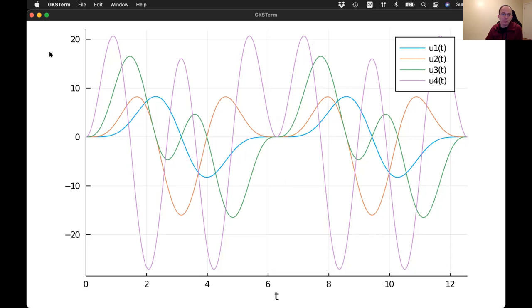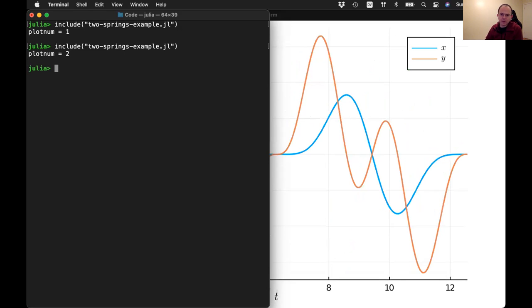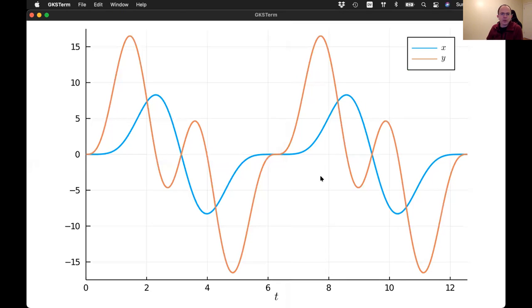Okay, so nice picture, but what we'd like to see is just looking at x and y. So don't plot the derivatives. Well, the derivatives aren't so important for us to plot. So let's look at the second plot. Okay, so now we're just plotting x and y. X is the blue solution and y is the orange one.